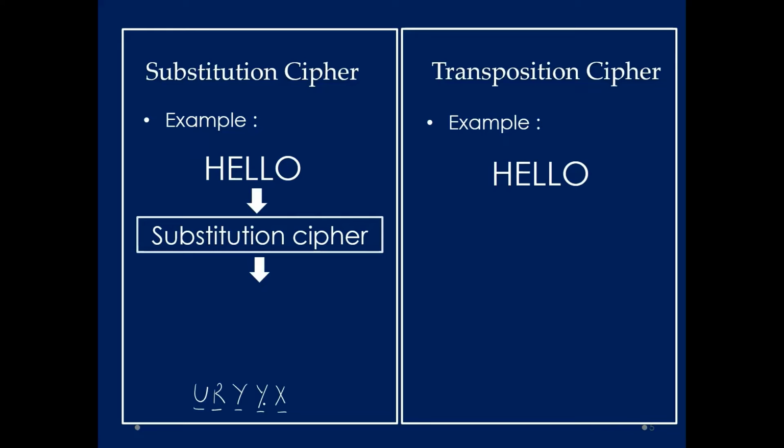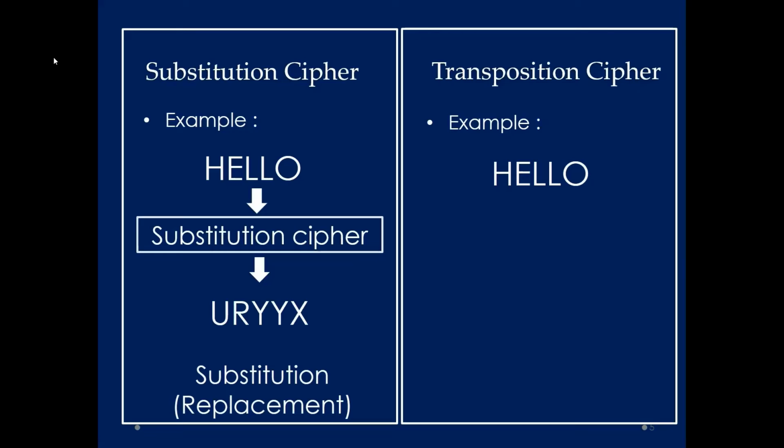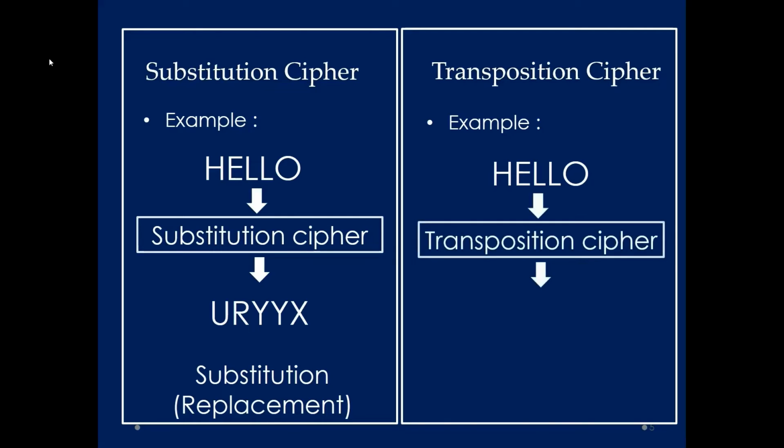But as of now, what does a substitution cipher do? A substitution cipher replaces each letter of the plain text with some other letter. So this is the ciphertext that is generated. Therefore, a substitution cipher is basically based upon the concept of replacement. On the other hand, a transposition cipher shuffles the positions of each letter.